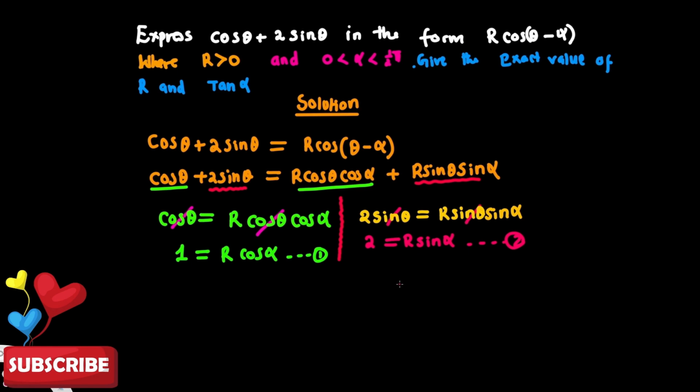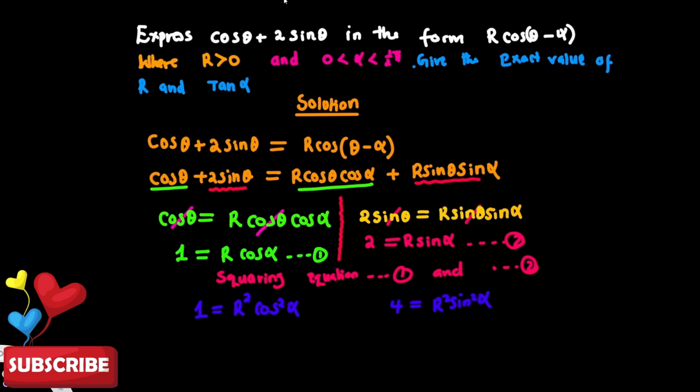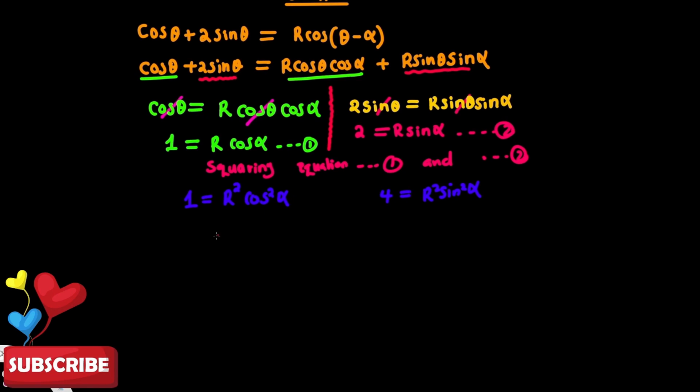Now the next step is to use equation 1 and equation 2 in order to find the value of r and also the value of alpha. Thereafter we shall express that in the form of r cos theta minus alpha. Moving on, we are going to square the two equations and then add them so that we can find the value of r. So squaring them, this is what we are going to get. Then adding them, we are going to have it written here.